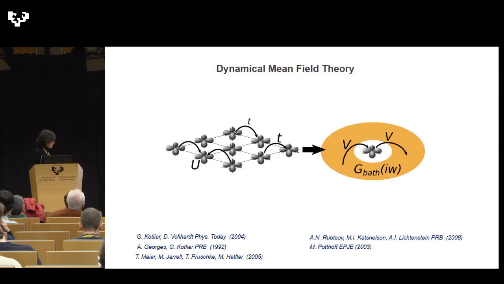Like this renormalization of the bands. The idea of dynamical mean field theory is that you map your system of interacting particles into a system where you have a central particle interacting with a bath. But this interaction is dynamical. That means that you are describing exactly all local correlation effects.